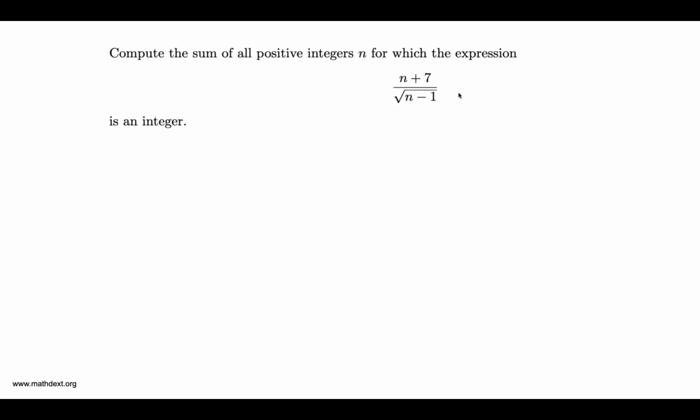And first of all, that means that this denominator has to be rational, because if it's irrational, like for example, if n equals 3, then you'd have something like 10 over square root of 2, which is clearly not an integer because it's going to have some square roots in it. So we need square root of n minus 1 to be an integer as well, which means that n is equal to a squared plus 1 for some integer a.